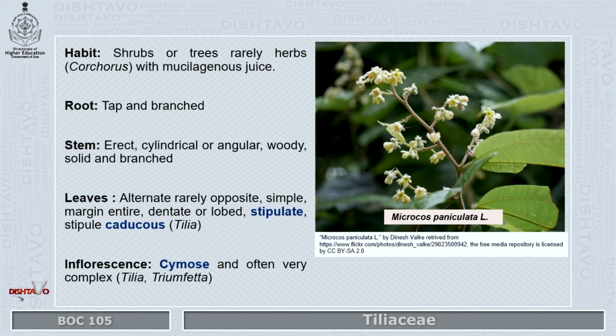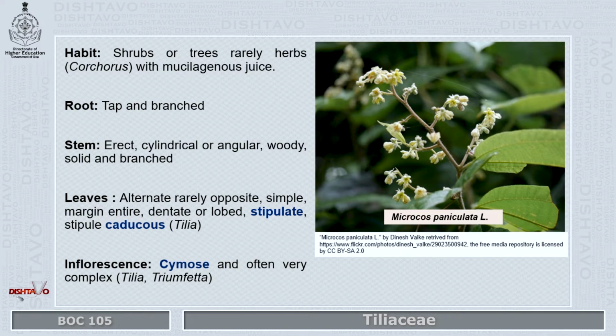So habit, it is a shrub or a tree. Rarely it is a herb. An example of a herb is Corchorus with some mucilaginous juice. Root is tap and branched. Stem is erect, cylindrical or angular, woody, solid and branched.